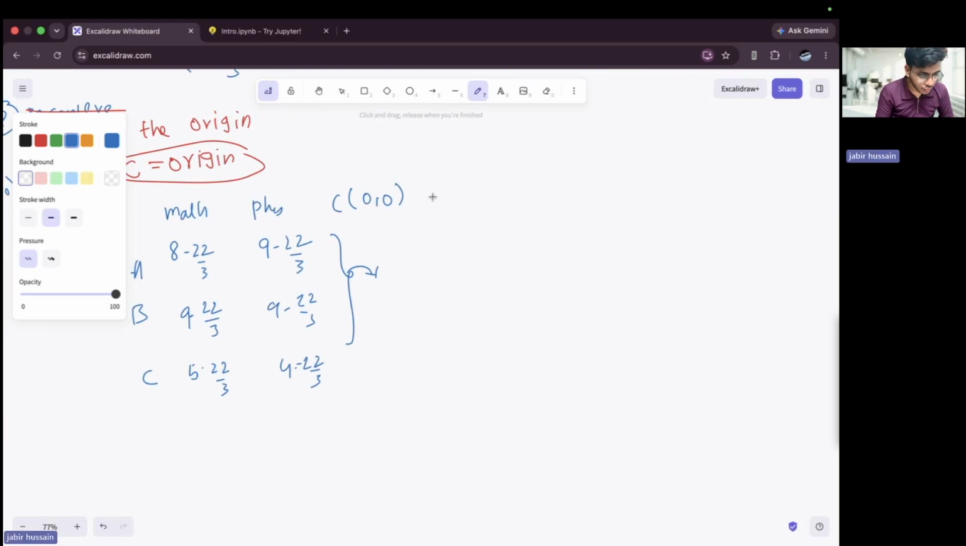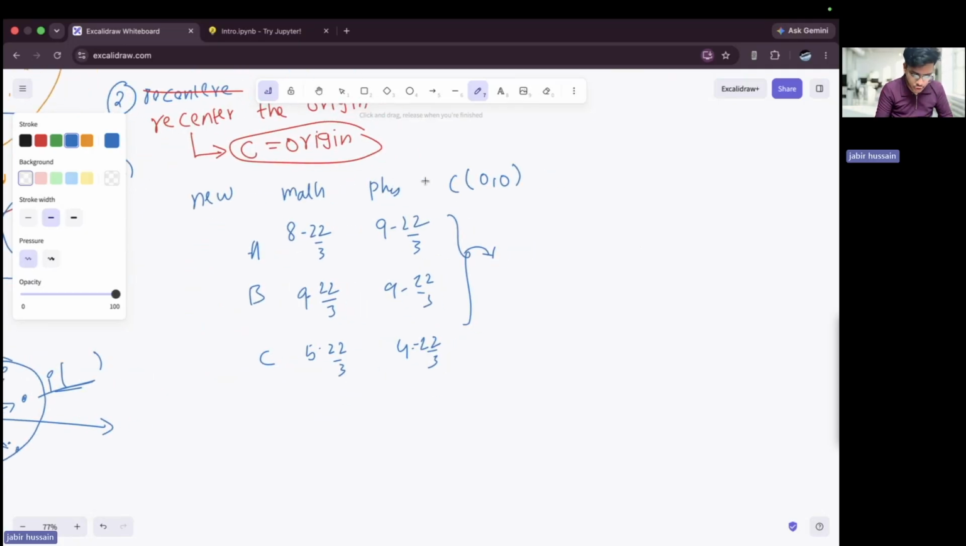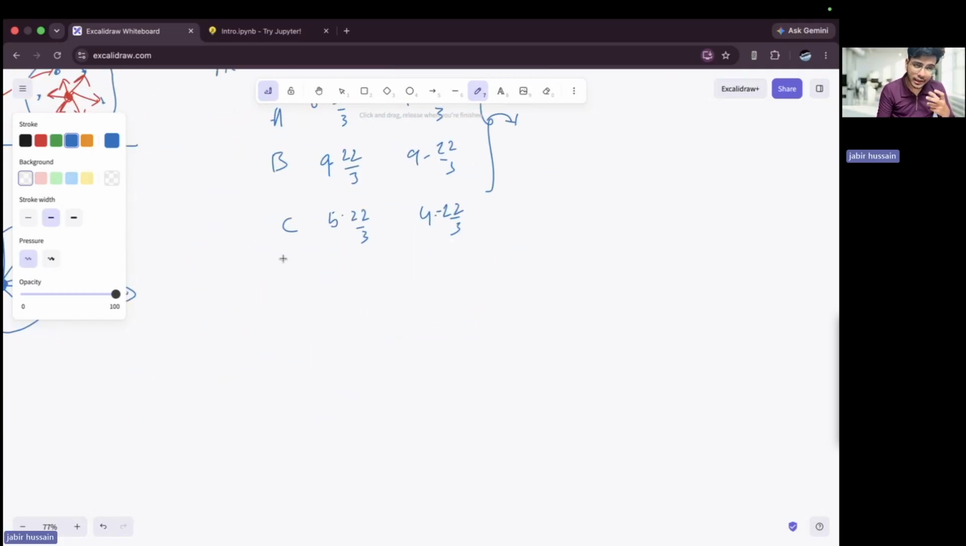Okay, so we have restructured the origin, or relocated the origin in good words. Okay, now the third thing is variance.